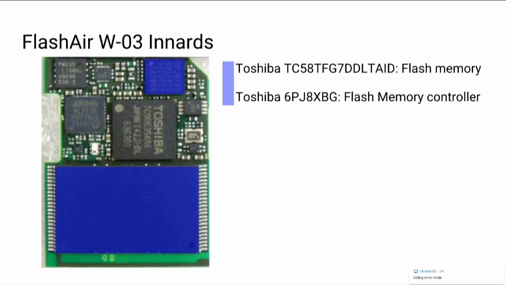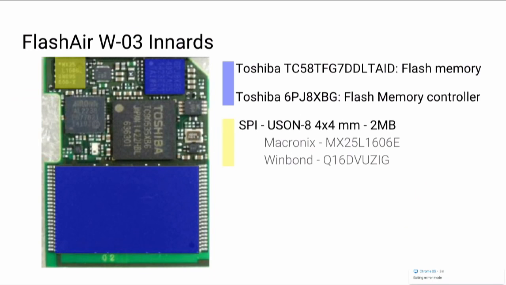The blue components are related to the flash memory, and the big one is the component that is storing your data. In yellow here, we have a SPI chip, which is 2 megabytes large. It's really small, it's 4 millimeters by 4 millimeters, so it's way smaller than my nail. And the bad news for us is that it's 2 megabytes, and the update is only 1, so it's likely that we are missing some really important information in the update.